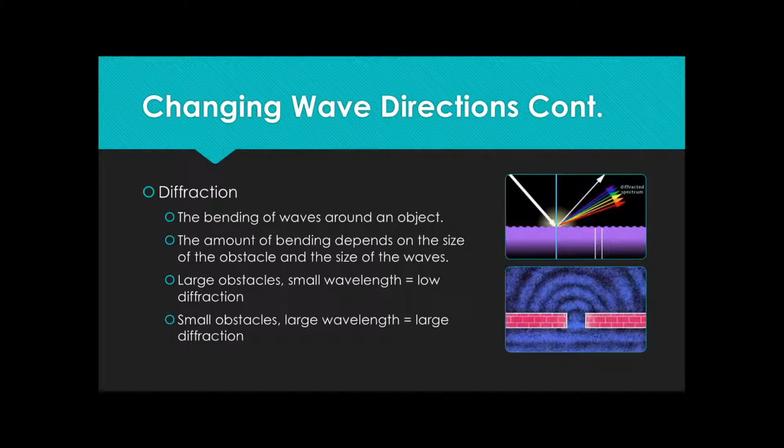The last one we're going to talk about is diffraction. This is the bending of waves around an object. The amount of bending depends on the size of the obstacle and the size of the waves. Large obstacles with small wavelengths is equal to a low diffraction. Small obstacles with large wavelengths is equal to a large diffraction.